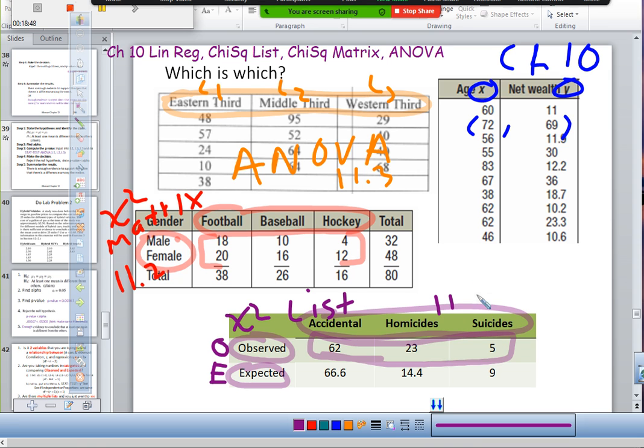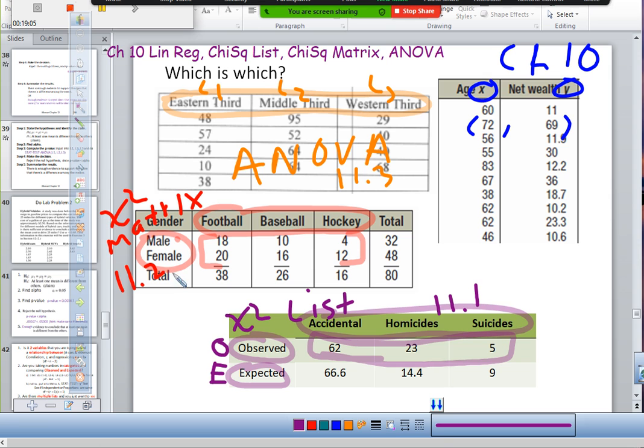11.1. Does that make sense for folks? You guys kind of on board? And remember, I'm always going to give you the observed. Here, my observed is a list, and you compute the expecteds. Over here with the chi-squared matrix, my observed is a matrix, and you only have to compute the first and last expecteds.